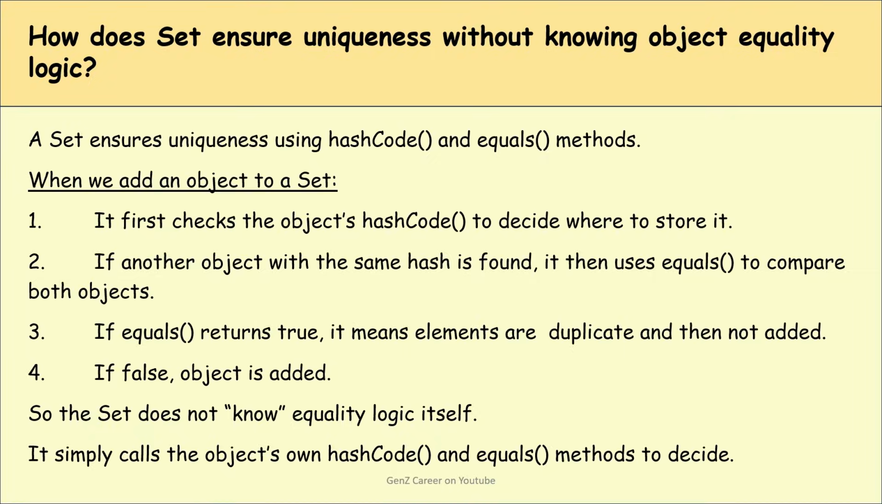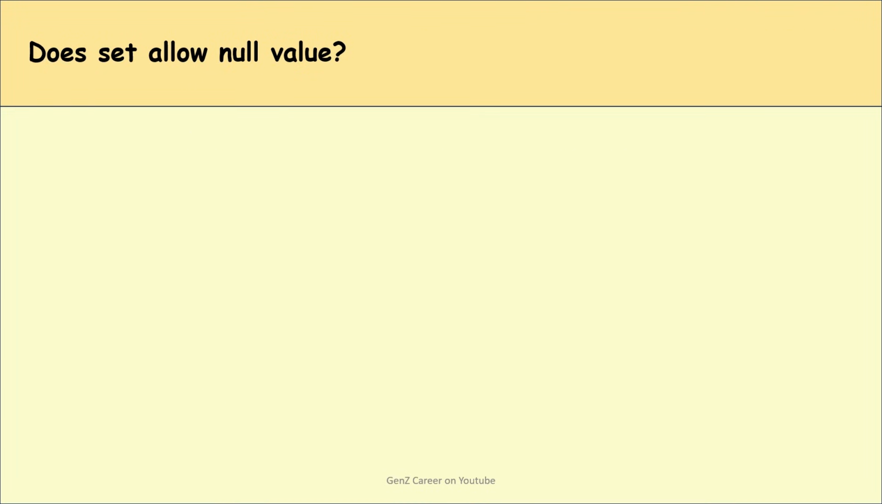Okay. Next question is, does a set allow null values? It basically depends on the type of set. HashSet and LinkedHashSet both allow one null value, whereas TreeSet does not allow a null value and it will throw an error.